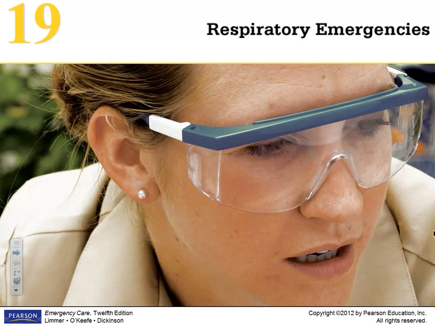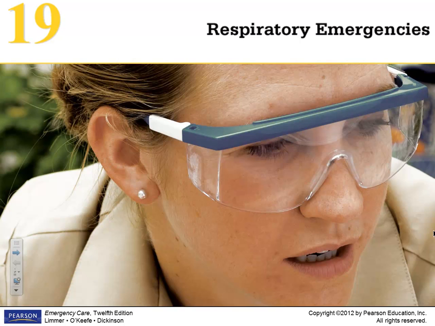All right, respiratory emergencies. I will tell you that a lot of your patients are going to be respiratory patients. A lot of them. They're going to have respiratory distress, pulmonary edema. They may have fever. They may be coughing up green stuff. And you need to be able to do a differential diagnosis.